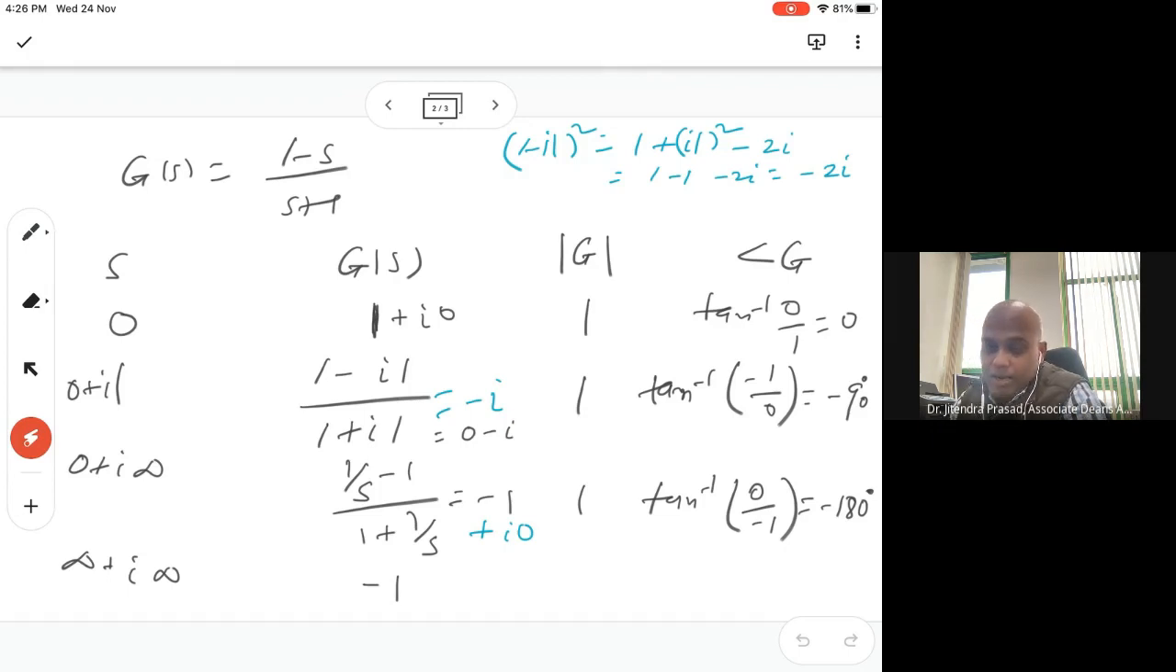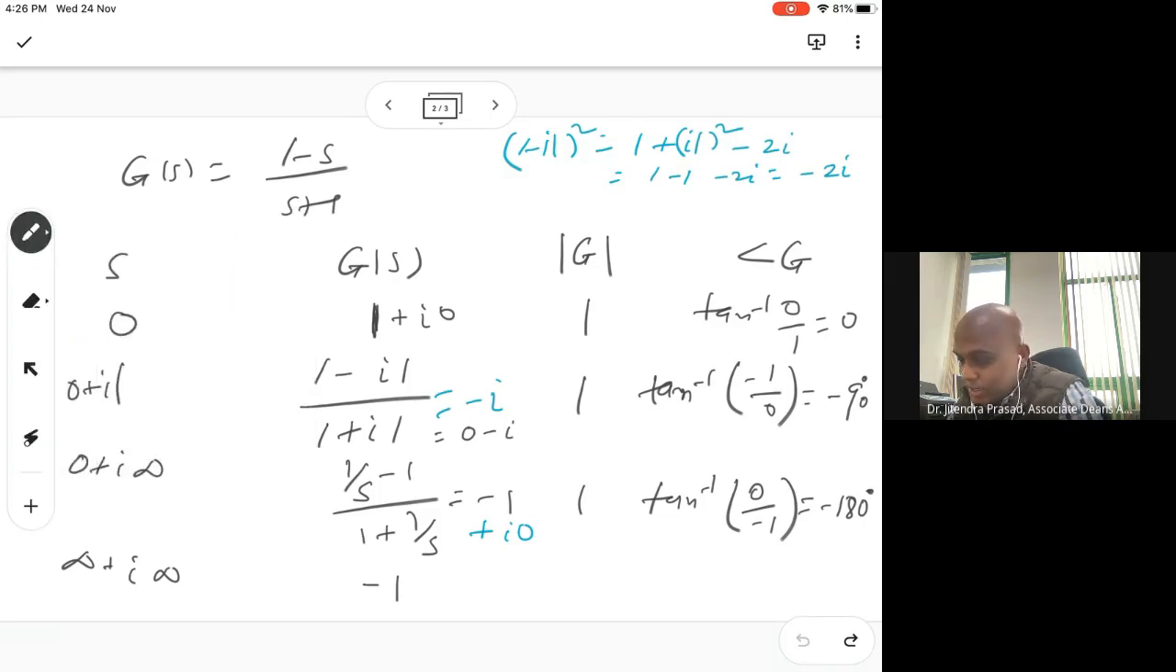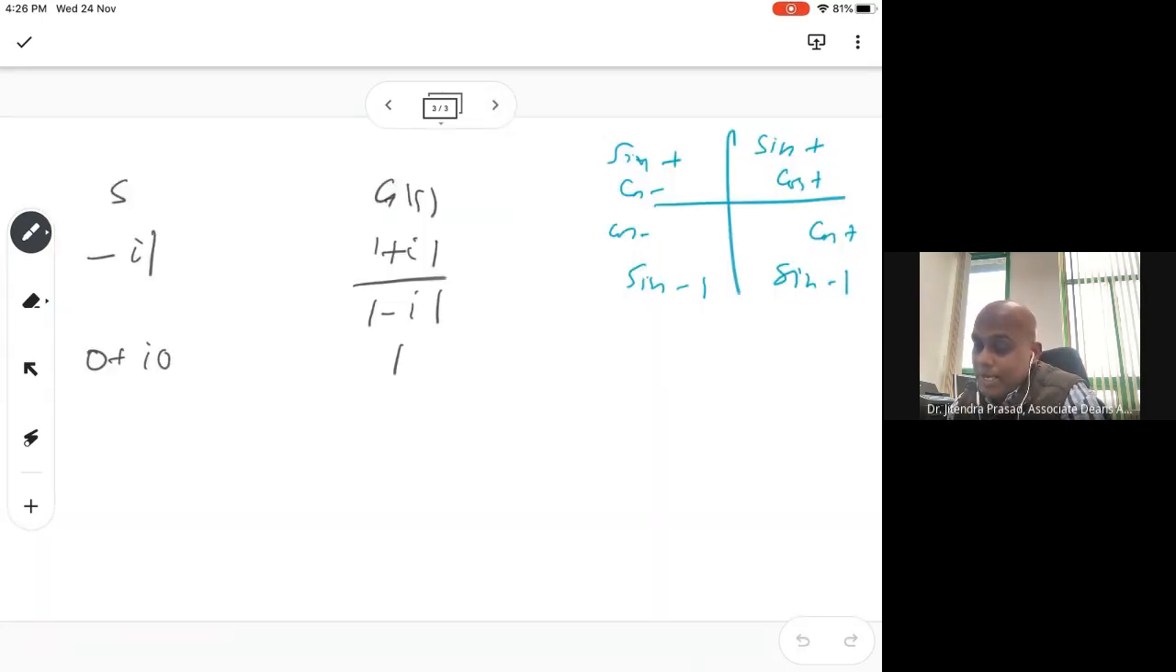Okay. Same thing. It will be the same thing here. So this will be minus 180 for this also. So this becomes minus 180 for this as well. Okay. Now next is 1 plus I.